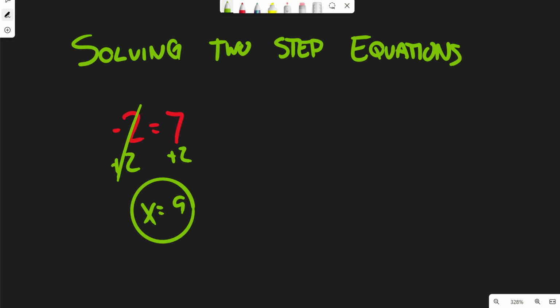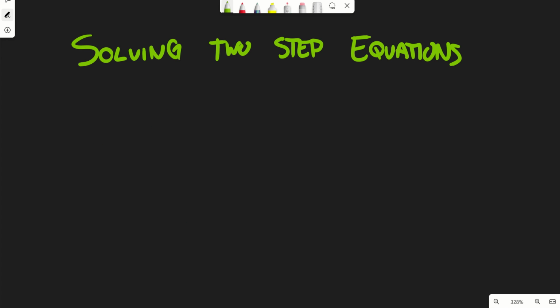Now, what we're going to do is make our equations have more than one step. So we're going to say something like 3n plus 7 equals 16. 3n plus 7 equals 16. And now when we're solving a two-step equation, we want to work backwards.